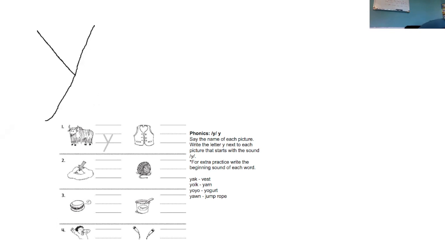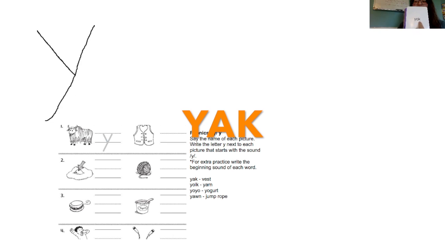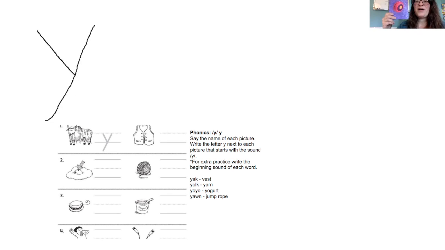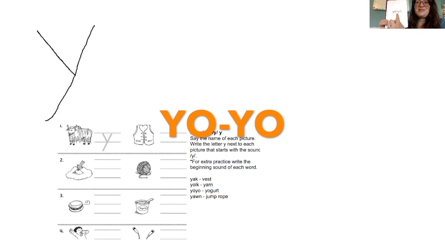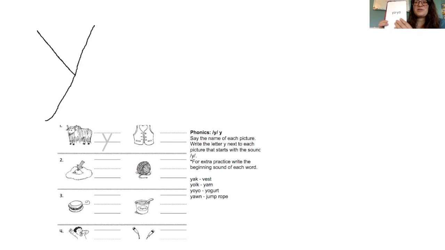I have some cards that I'm going to show you. And these might match some of the pictures you thought of, maybe some of the ideas you had. The first one is yak. And you can see how to spell yak back here. Y-A-K, yak. The next one is yo-yo. And look at how they spell it. Y-O dash Y-O. It's two little words put together.